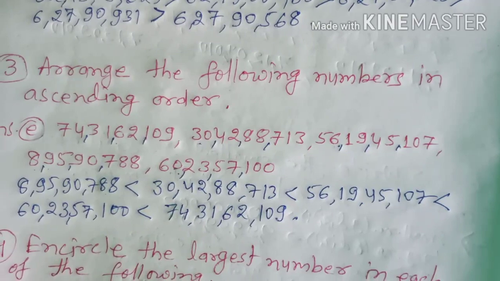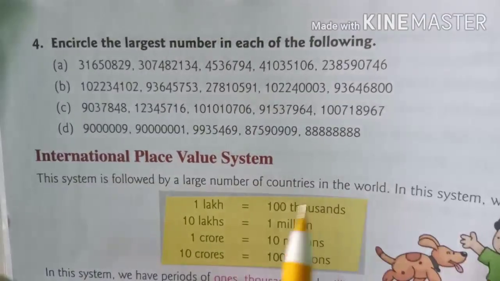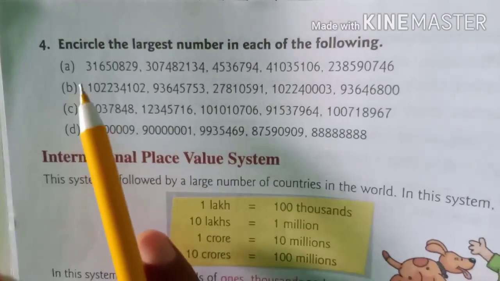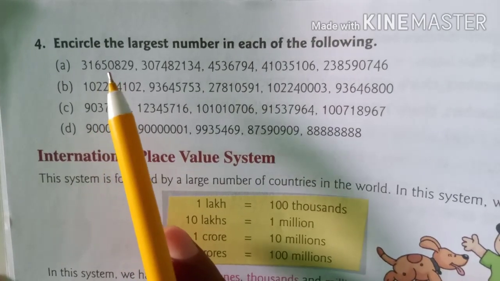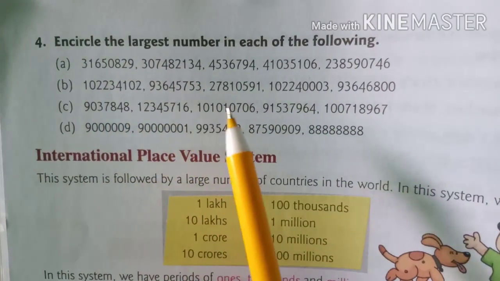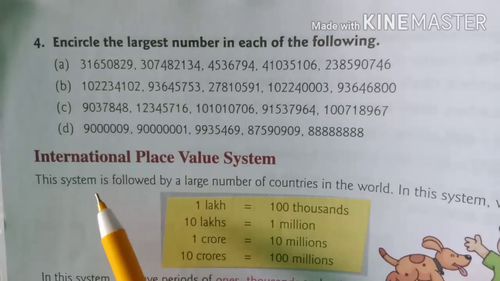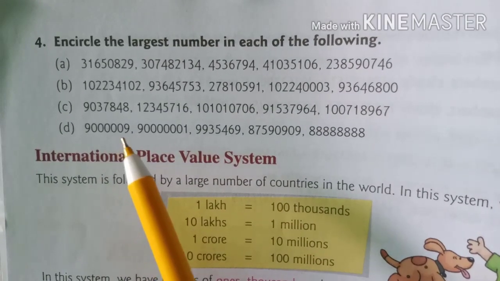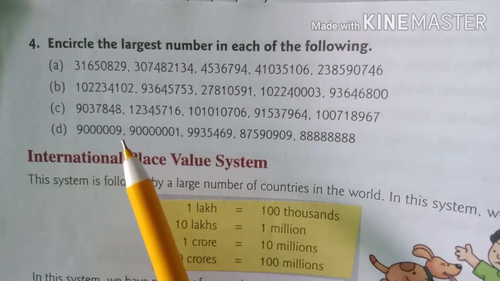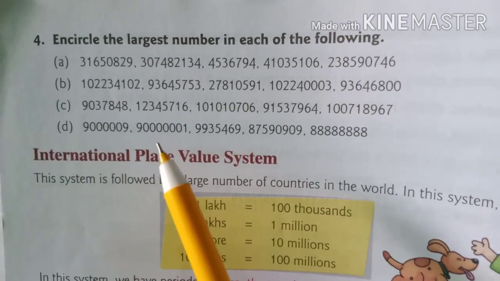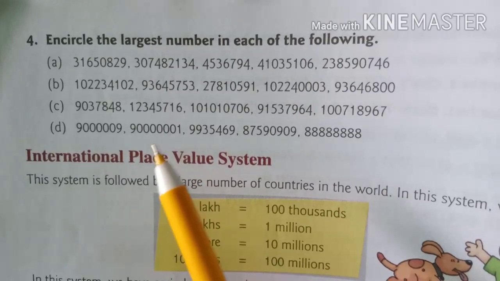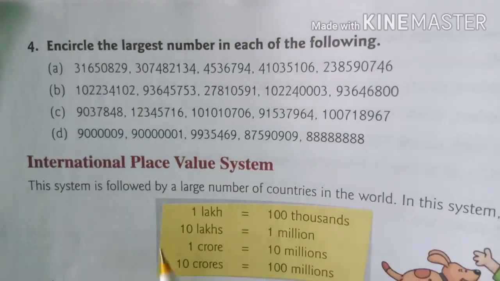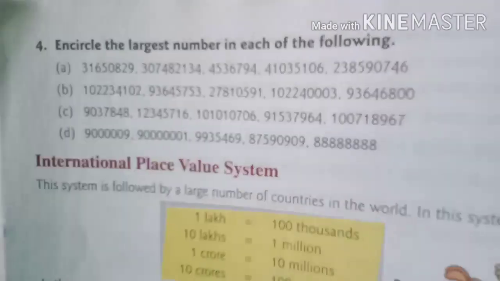Okay, now come to question number 4. See, this is question number 4 of exercise 4. Encircle the largest number in each of the following. A to D questions are given to you. For showing you the way to solve this type of question, I am taking an example here. So see how we will solve this type of question.